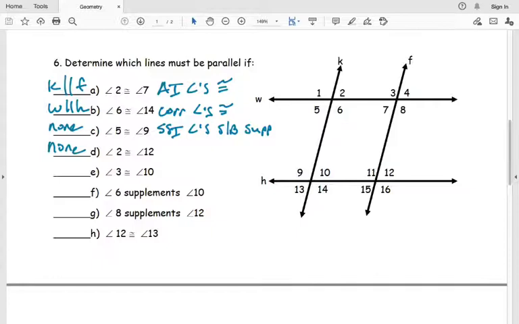Okay, next we've got angle 3 is congruent to angle 10. Those two angles are formed by these two lines.